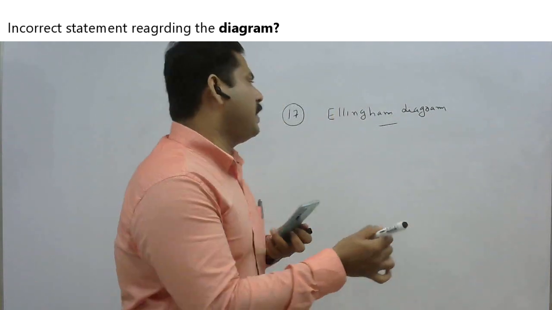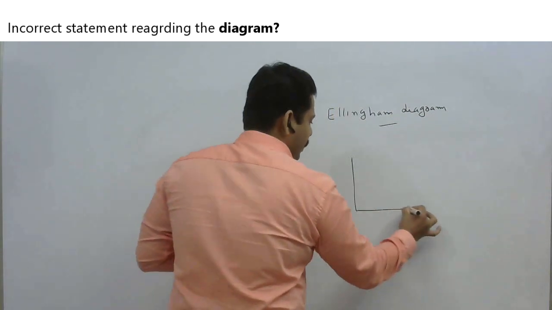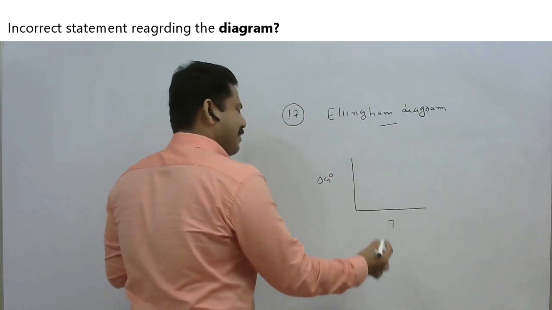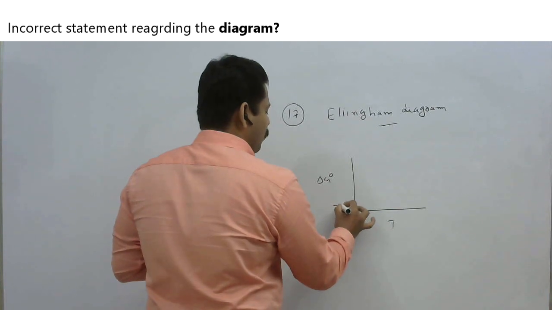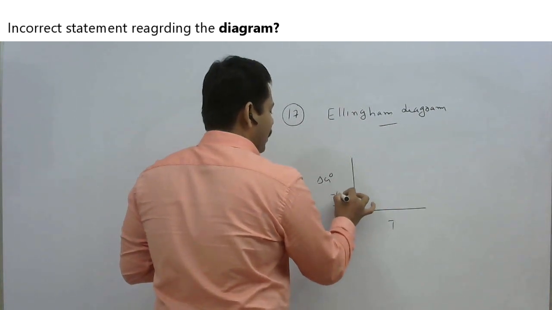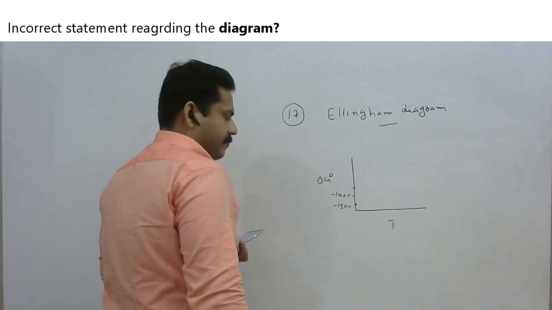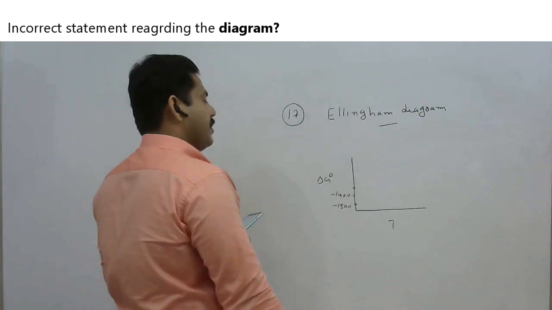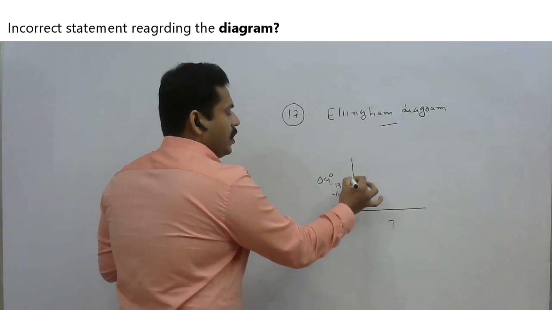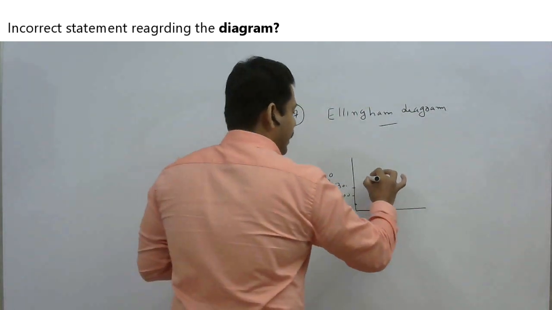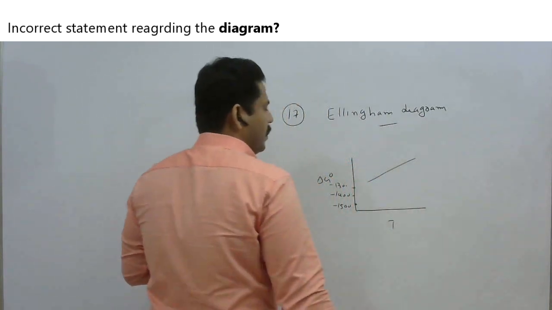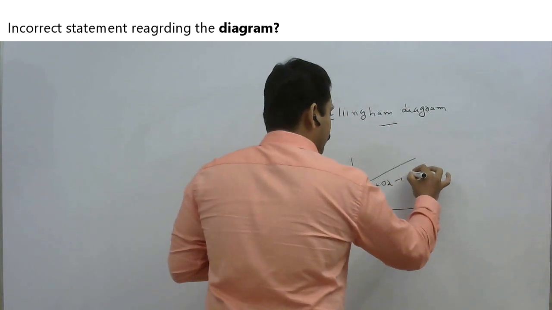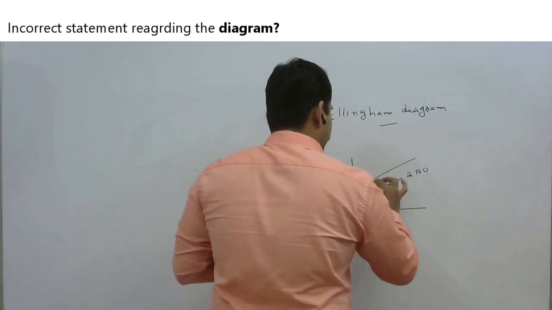For example, I will simply take a graph like this. This is delta G0, this is temperature. Imagine I am putting minus 1500, minus 1400, and so on, like that. Negative quantities only, right? Negative quantity decreasing means the value is actually increasing, right? Suppose I get a line like this. Imagine this is 2A plus O2 giving 2AO.